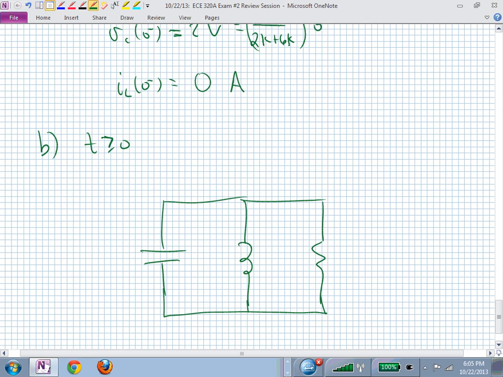Sounds like a story, doesn't it? A bedtime story. The capacitor, the inductor, and the resistor.